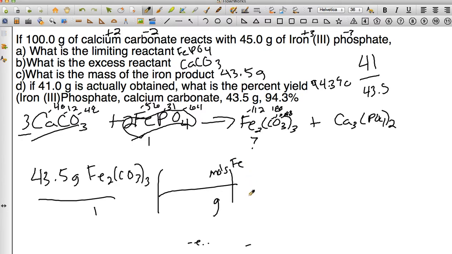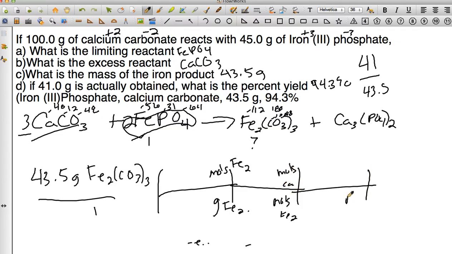So this is going to be grams of the Fe2 and moles of the Fe2. Moles of Fe2 to moles of the calcium carbonate, and then moles of the calcium carbonate to grams of the calcium carbonate. Okay, we know this one was 100 because we did it on the problem before. The Fe2, this was 292. And then moles. So there's 1 Fe2CO3 because that comes from right here, and there's 3 of the calcium carbonates.